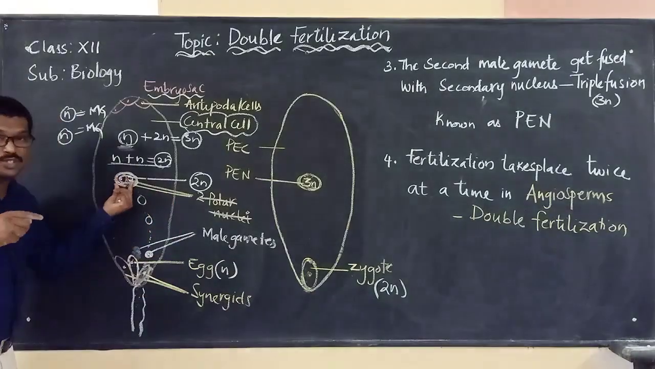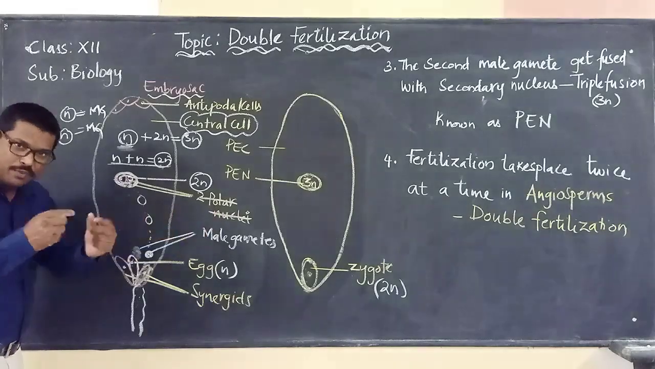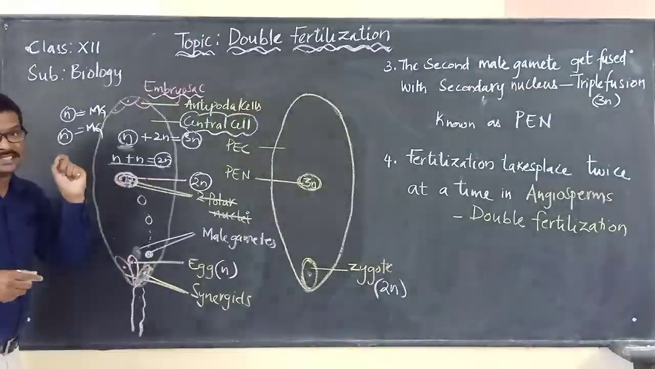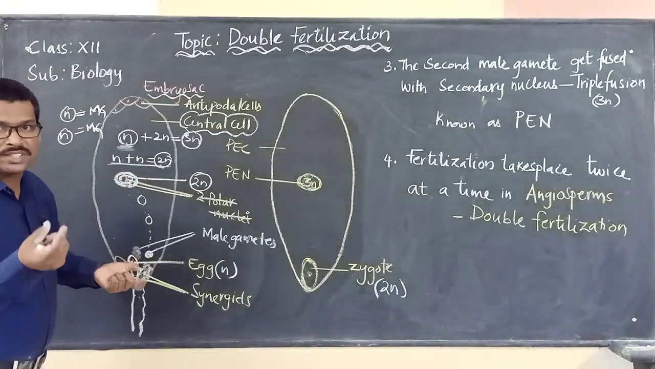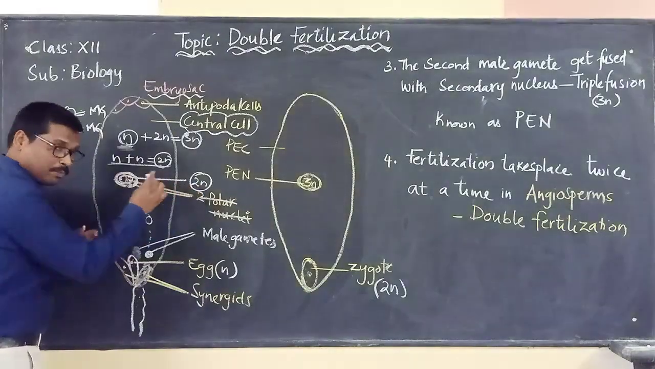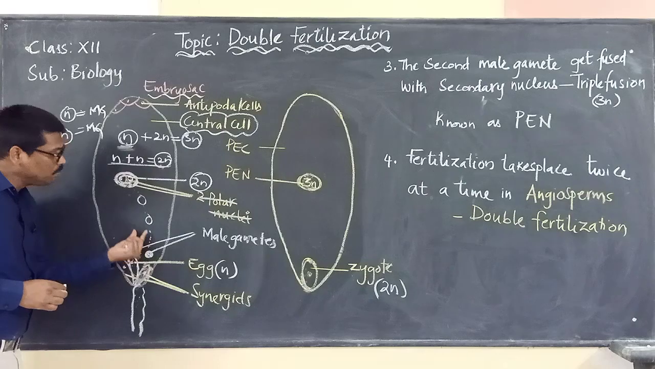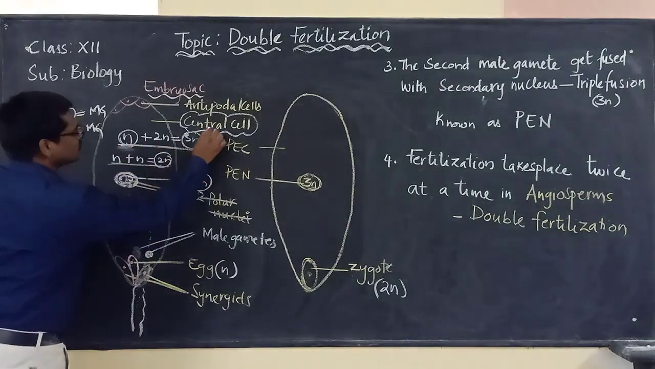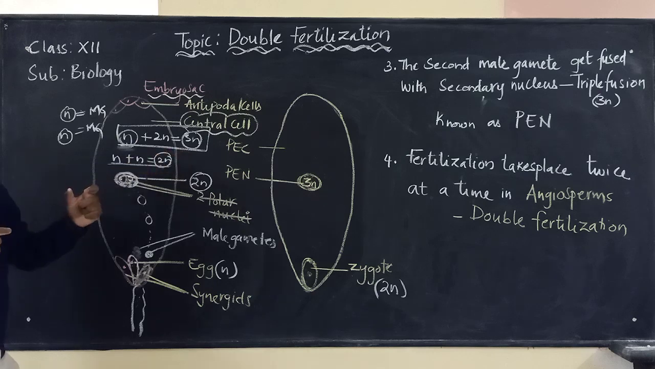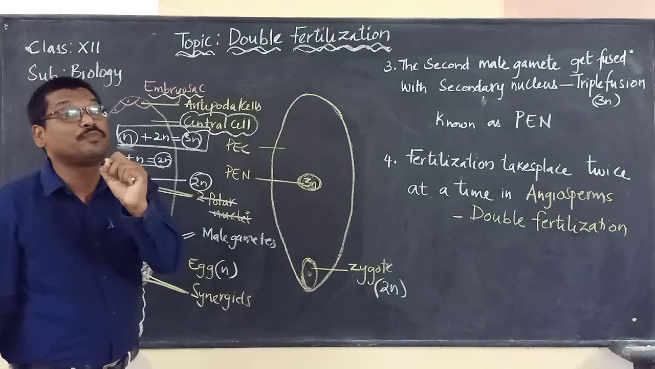Already 2 nuclei fused together, which are called the 2 polar nuclei. They fuse together and form a diploid nucleus, otherwise called the secondary nucleus. Another word that we use is the definitive nucleus. The product is 2n. So to this diploid nucleus, one male gamete comes and fuses, forming a triploid nucleus. This fusion of 2 nuclei with the third nucleus is called triple fusion.